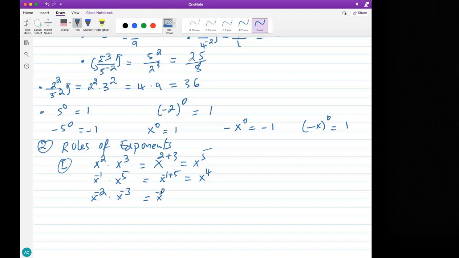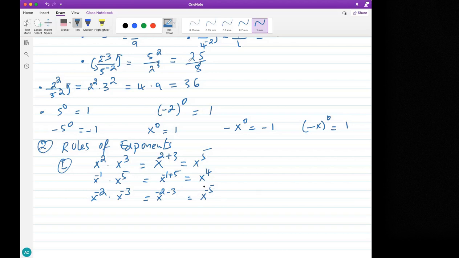-5. Exactly. So we combine them. Could be addition or subtraction depending on the signs of the powers. And this is, of course, x to the power -5. And as always, we want to turn this power positive. We don't want negative powers. Always turn your final answer into something with a positive power.